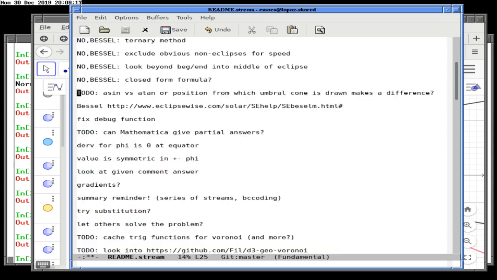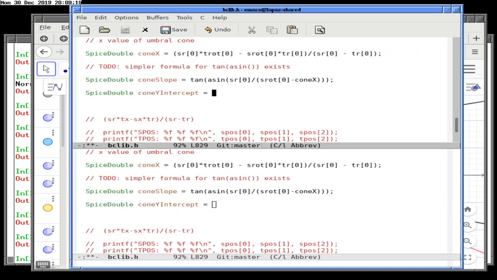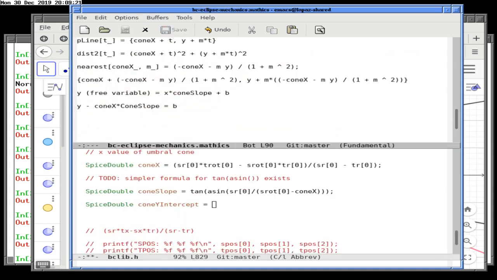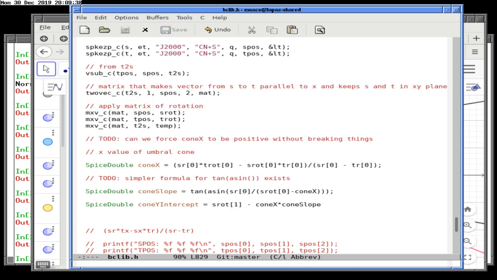And what was it? Cone x times cone slope, and it's going to be y, which is, we'll say s rot 1. It's actually any of them, because the y values are all the same. So this is the cone's y-intercept. So now we have mx plus b.